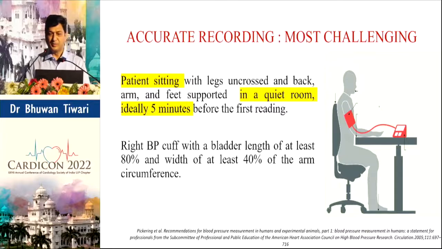So now, accurate BP recording. This is the most important step, which will decide whether the patient is controlled, uncontrolled or refractory hypertension. So the guidelines and everyone say the patient should be sitting with legs uncrossed, with back, arm and feet supported. This part we can achieve very easily. Now the next part, which all of us face in our country, is to make a quiet room, the ideal condition, to wait for the patient sitting 5 minutes in a quiet room before the first reading.